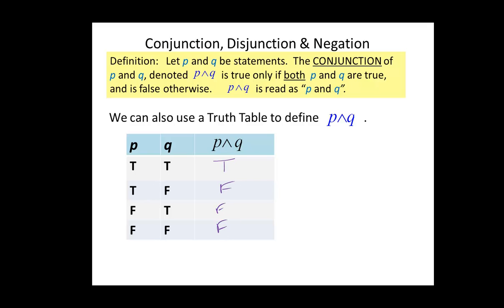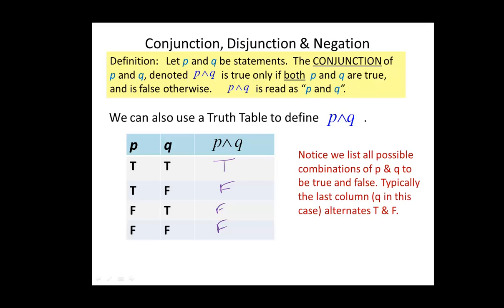Let's talk a little bit about the setup of this truth table. Notice that we list all the combinations, and the last column, this column here, is alternating true, false, true, false. So that's a little bit of a system of how we got every combination of P being true or false and Q being true or false.